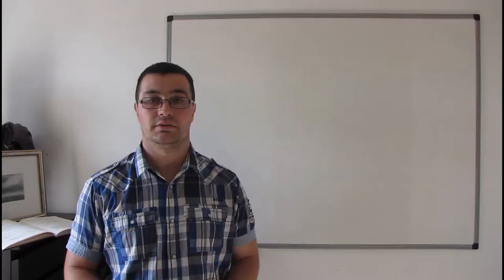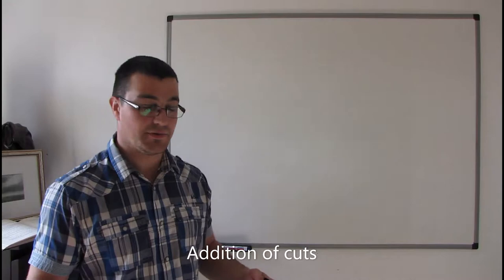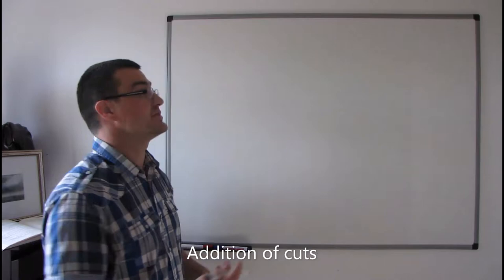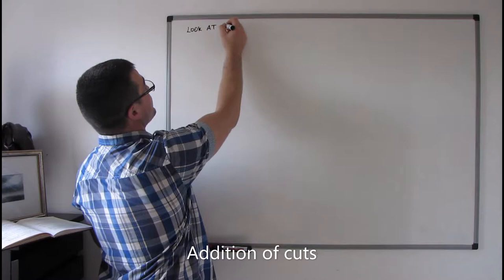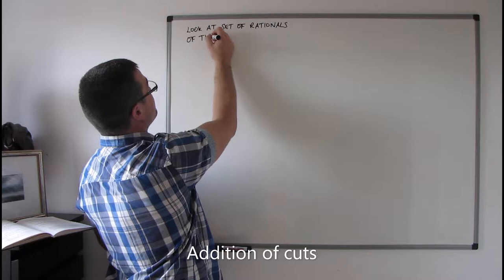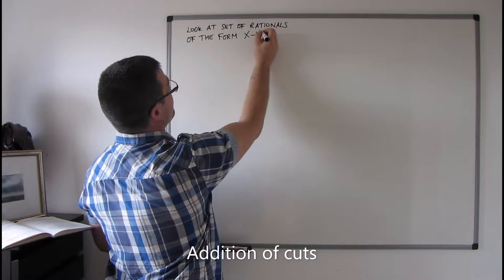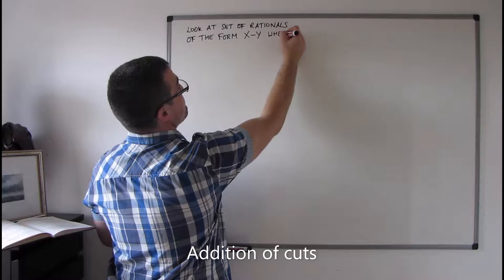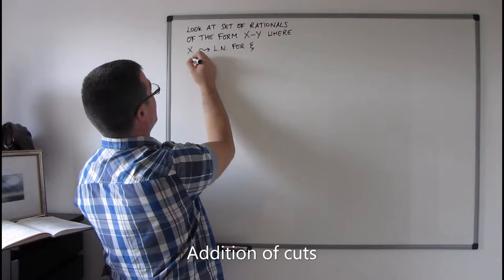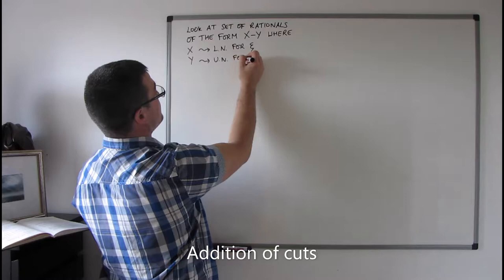Okay, so I'm going to need quite a bit of space for the proof of theorem 140, because there's quite a bit to it. What we're going to start off with is forming a particular set of rational numbers. So we're going to look at the set of rationals of the form x minus y, where x is a lower number for psi, and y is an upper number for eta.